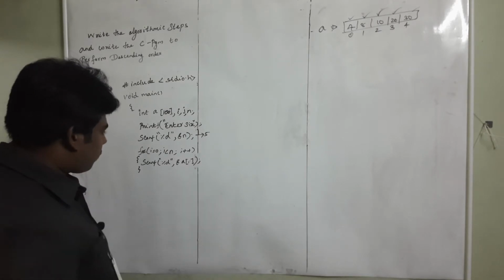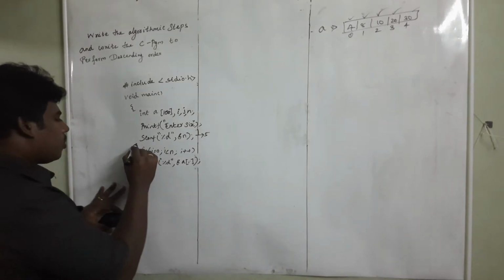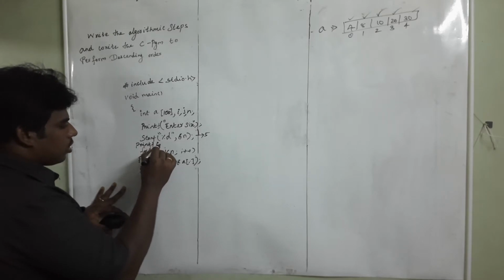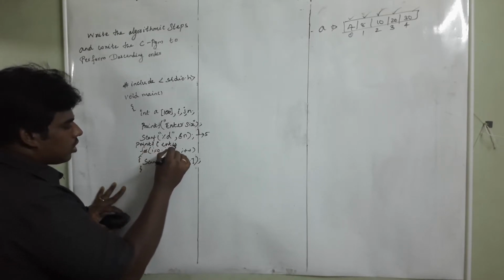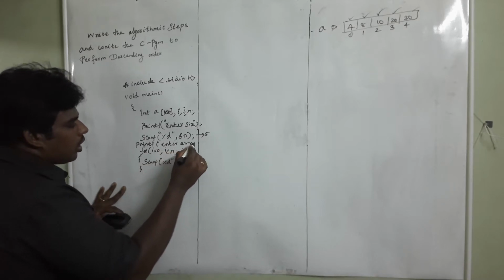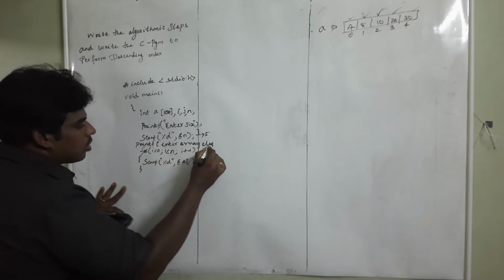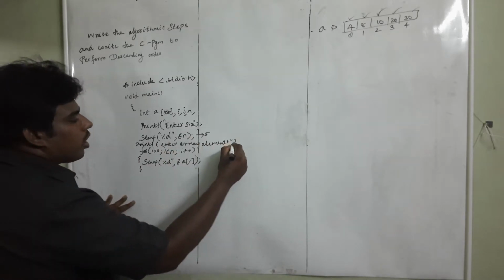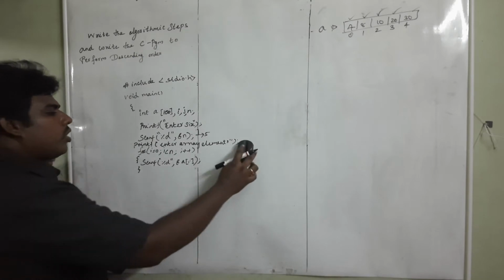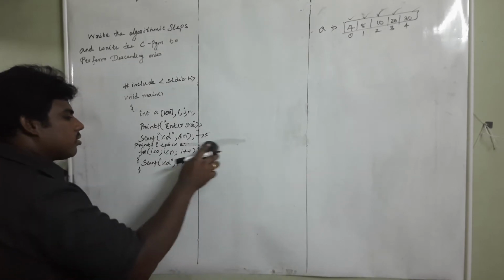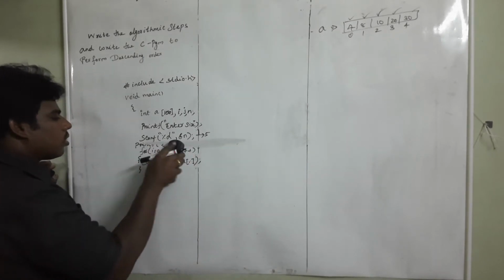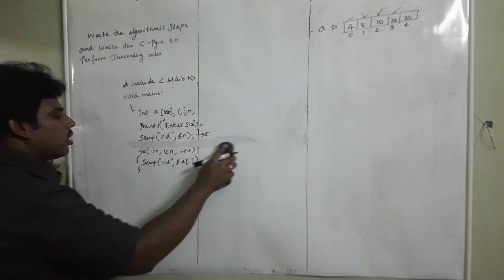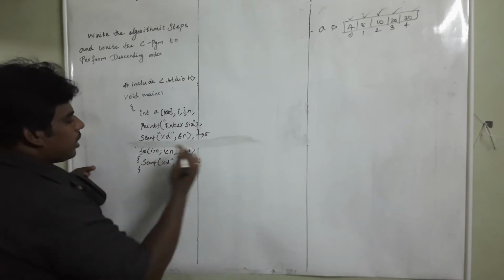So if you want to write the notification here, printf, enter array elements. If you want, you can write this. It's nothing wrong. Okay. If you don't need it, you don't need to write it. So till this, all the array concept program is the same.